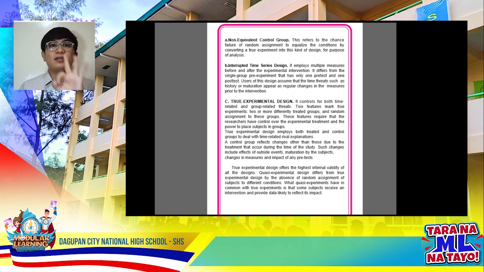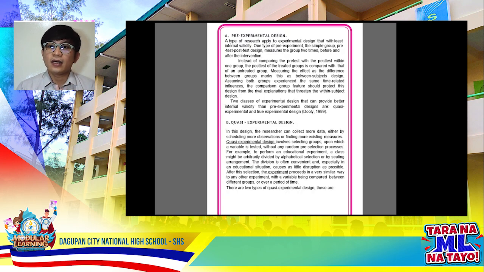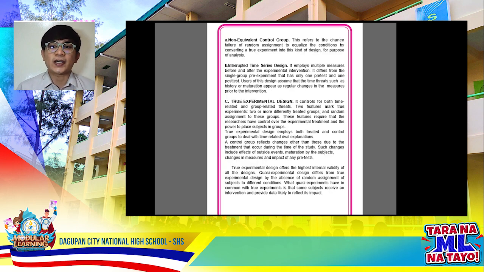So proceeding to the third experimental design, you have your true experimental design. We already discussed the pre-experimental design, the quasi-experimental design, and the third is the true experimental design. In the true experimental design, you will be doing a random sampling, and you will also be having a controlled group, a treated group, and of course, you will be administering your pre-test and your post-test at the same time.